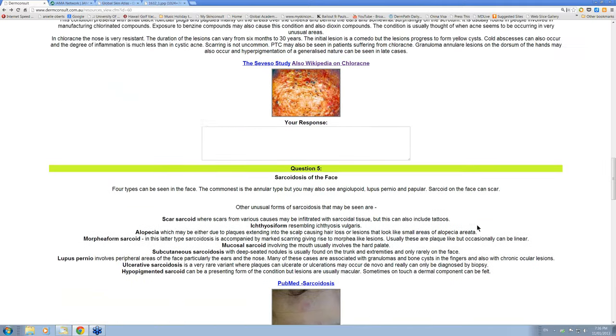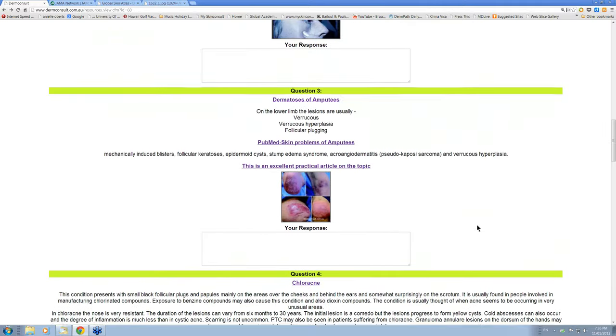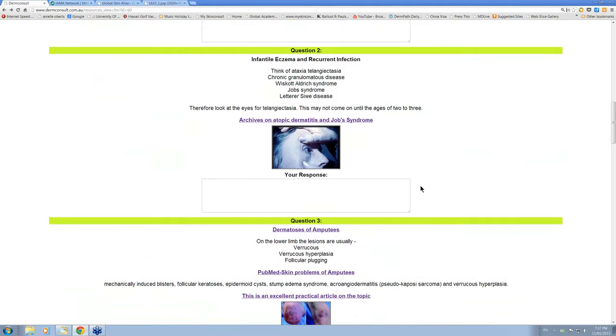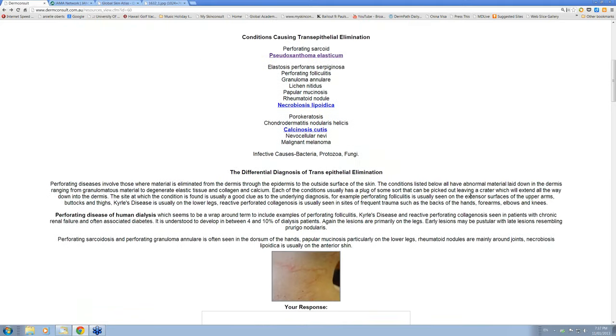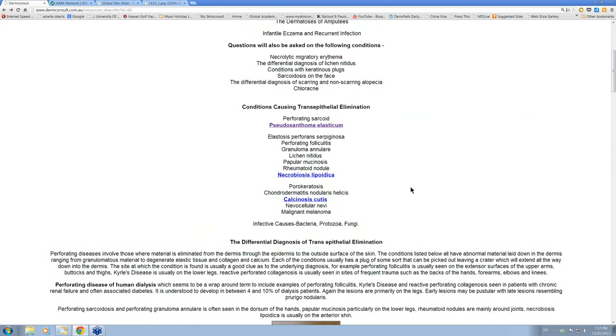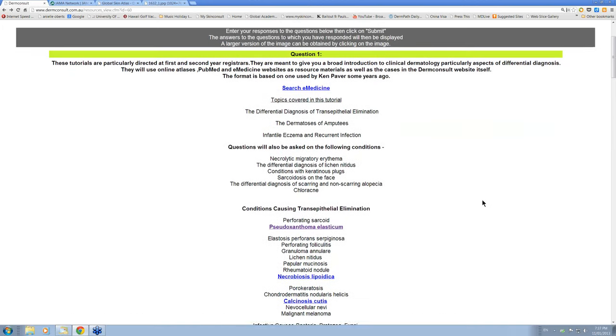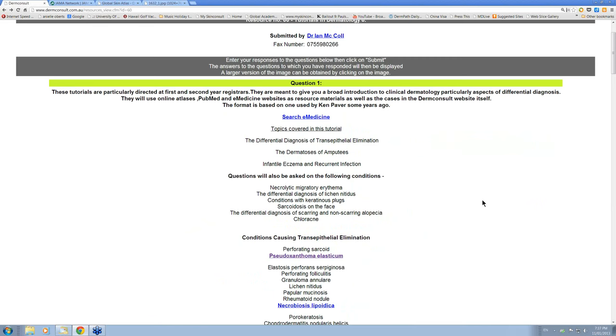Okay, some interesting topics in there tonight: the old chloracne, the dermatosis of the amputees, and the transepidermal eliminations. Have a little read around some of those conditions, especially if there's any of these that you've not come across before or you're not sure about.